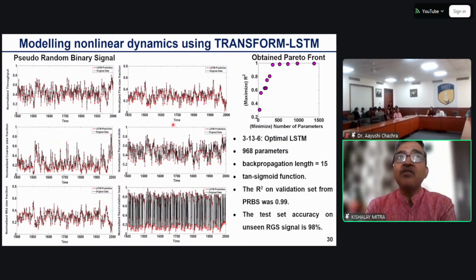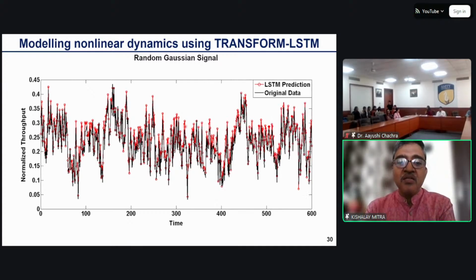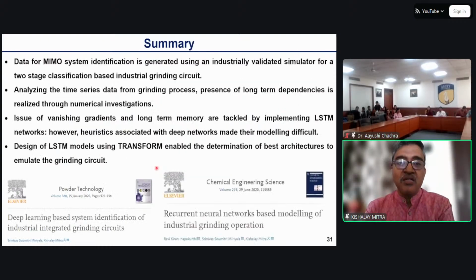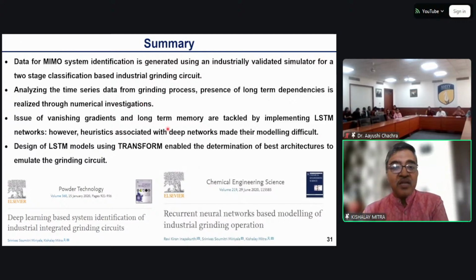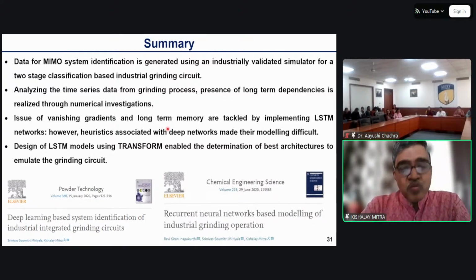Your algorithm is going to decide how your machine learning model should be. So everything is automated. Okay, and then you can see this is the extent of matching which we got against those RGS signals. So these are also all published in reputed journals. Through this second case study, I wanted to tell that the transform mechanism which we proposed is valid for steady state data, and it is valid for this dynamic data.